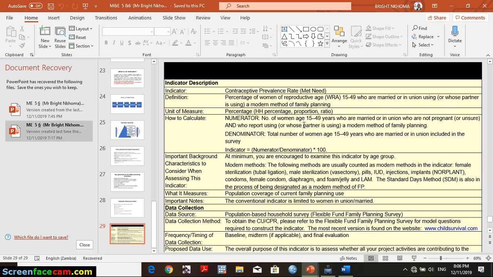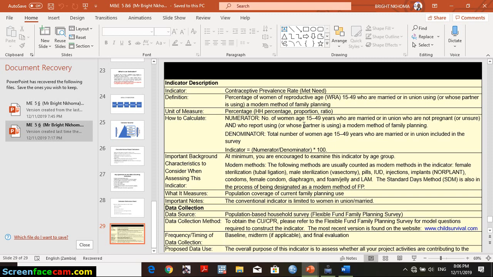Unfortunately, this cannot be increased beyond this. But for those of you that managed to download the slides, I already shared these slides. So the first part there is talking about the indicator. What's the indicator itself? So here there is an example. It's talking about contraceptive prevalence rate.